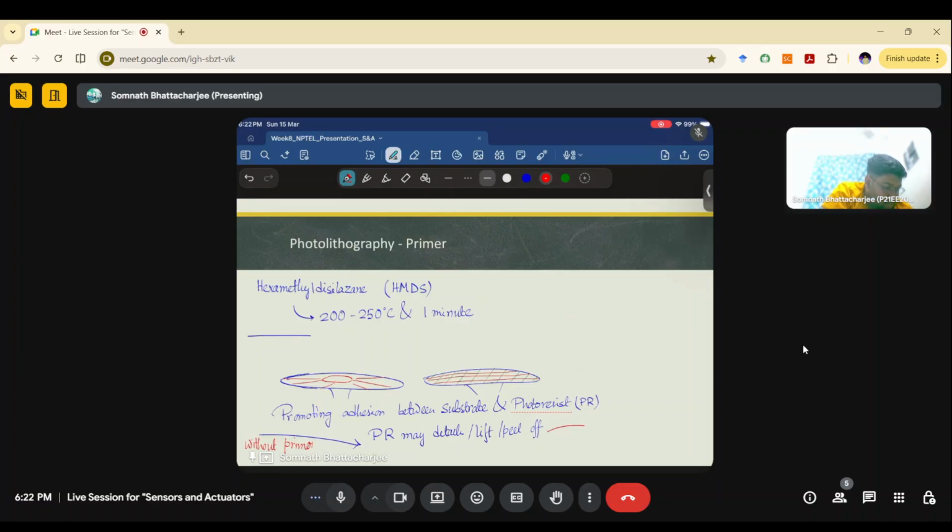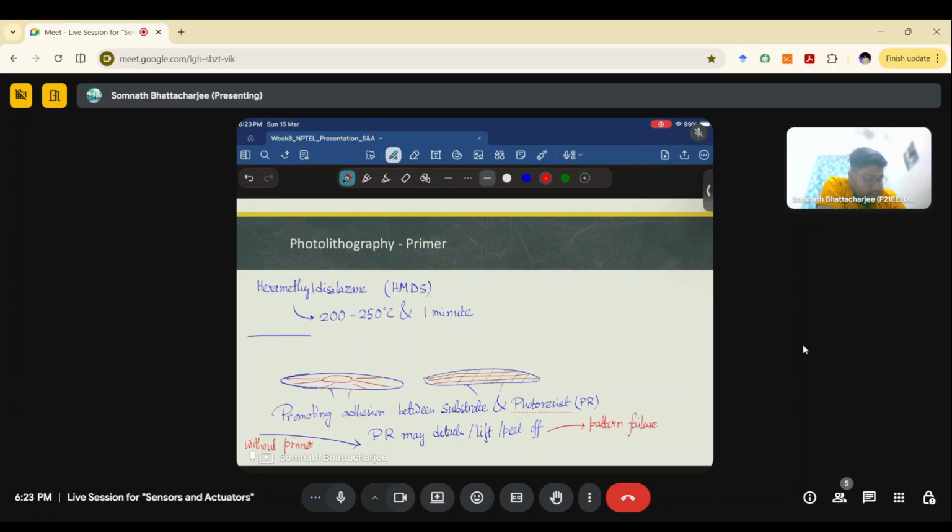So the major one is obviously the pattern failure. Our desired pattern won't be easily copied, let me say as a copy. So it won't be easily copied onto the intended surface.